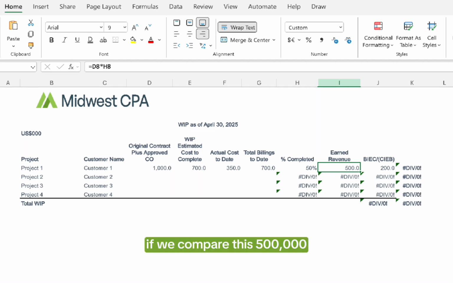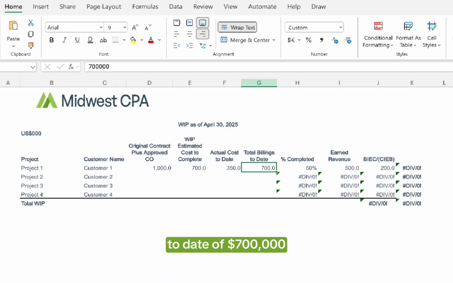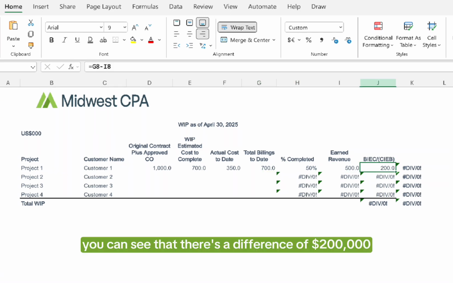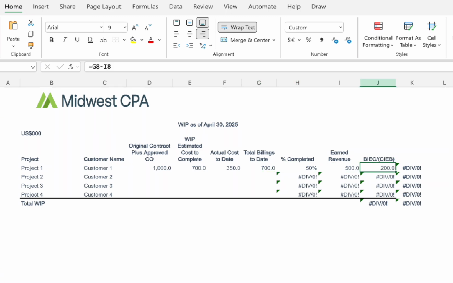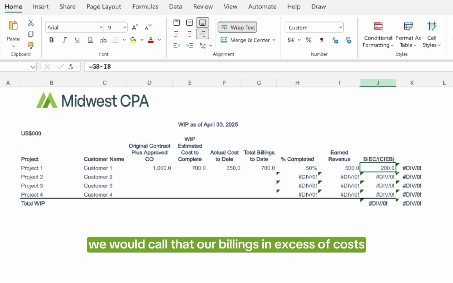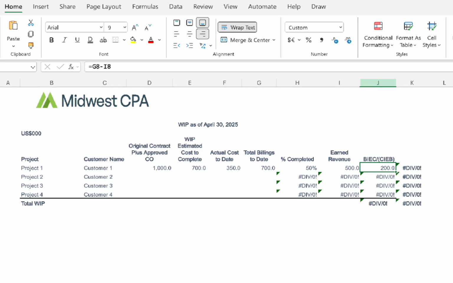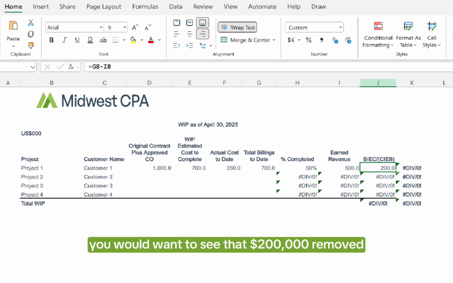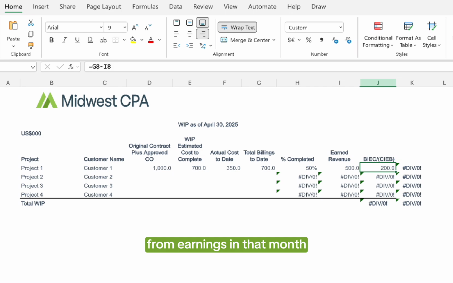If we compare this $500,000 to what has actually been billed to date of $700,000, you can see that there's a difference of $200,000. We would call that our billings in excess of costs. That means we've billed $200,000 more than we've actually earned on this project. So in this case, you would want to see the $200,000 removed from earnings in that month.